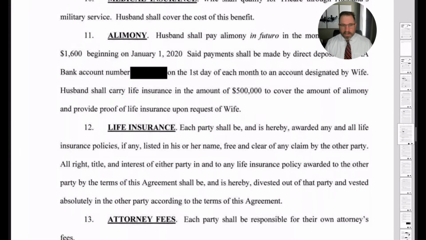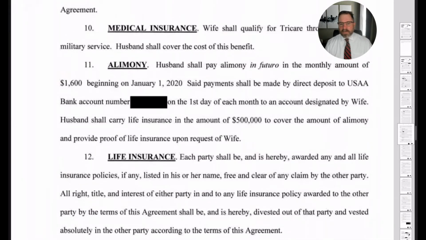Now, alimony, this was an important provision in this case. You'll see here that the husband in this case agreed to pay what is called alimony in futuro. I will do a separate video on the different types of alimony and what type of alimony may be appropriate in your case. But in this case, the husband was going to pay alimony to the wife, so we covered that in this paragraph.